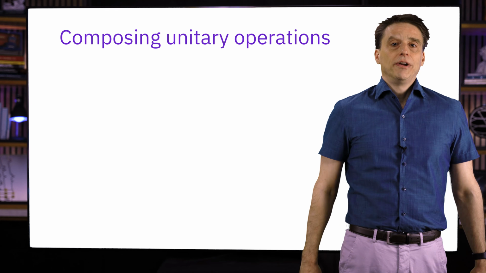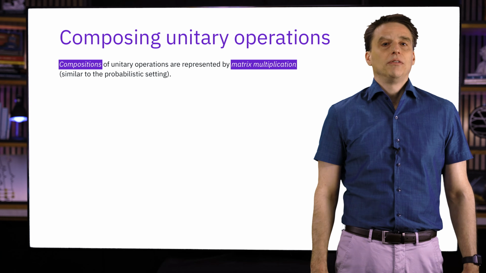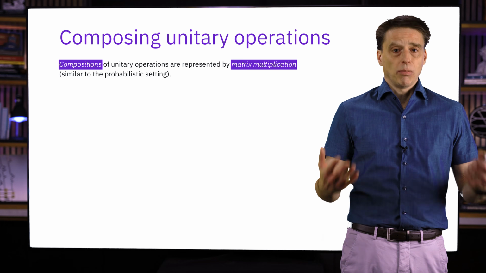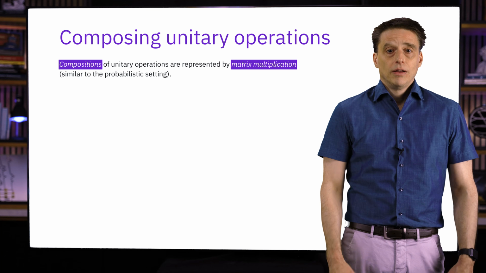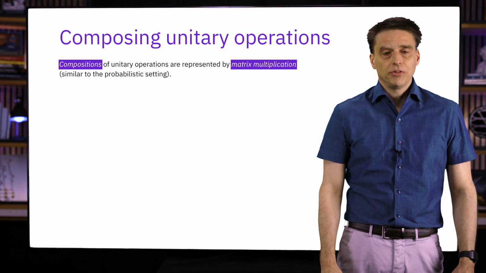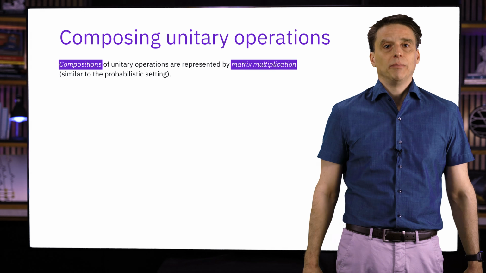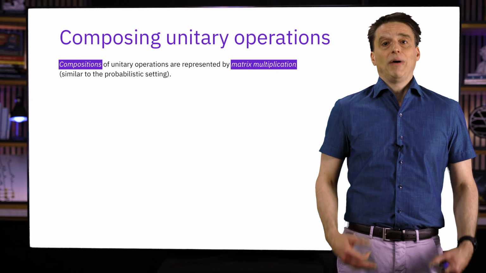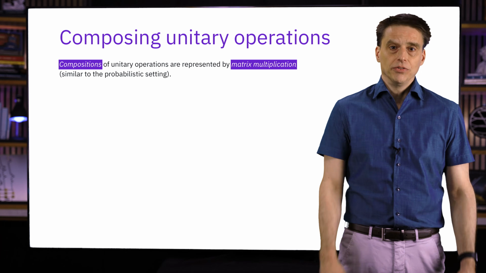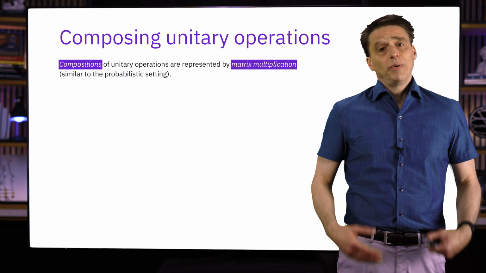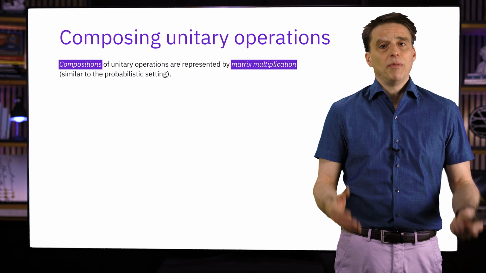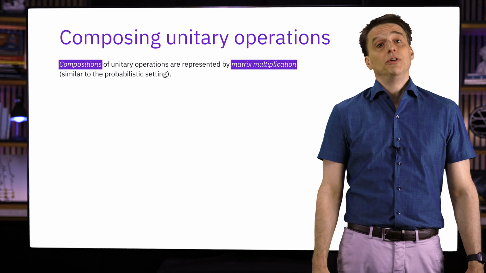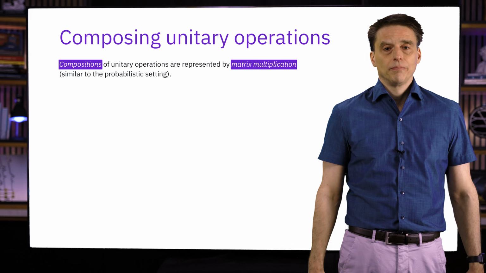One final point about unitary operations is that compositions of unitary operations are represented by matrix multiplication, just like in the probabilistic setting. That is, you can compute the action of a sequence of unitary operations by simply multiplying the matrices together. And what you'll get is a single unitary matrix representing the combined action of the sequence of operations. Just like we had for stochastic matrices, the unitary matrices are closed under multiplication. So you'll always get a unitary matrix when you compose unitary operations.